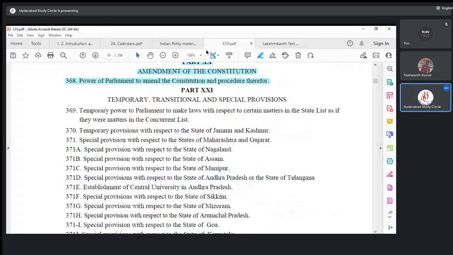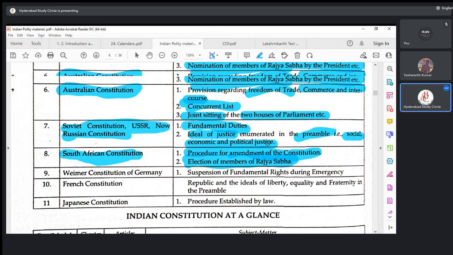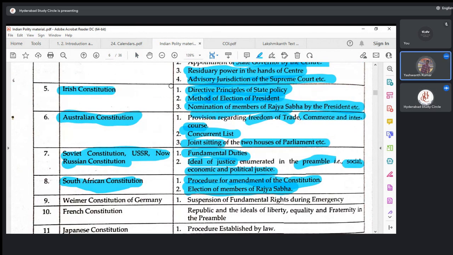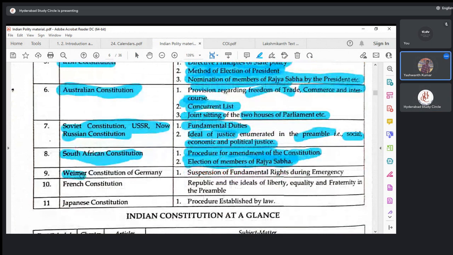Then what have we taken? Another thing, election of members of Rajya Sabha. Election of members of Rajya Sabha and election of president, is taken from which country? Irish Constitution. Election of members of Rajya Sabha we have taken from the South African Constitution. Next, Weimar Constitution of Germany.